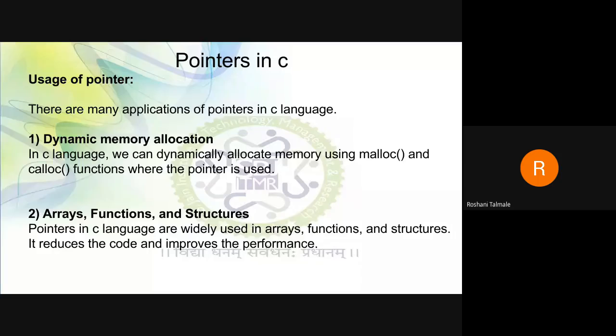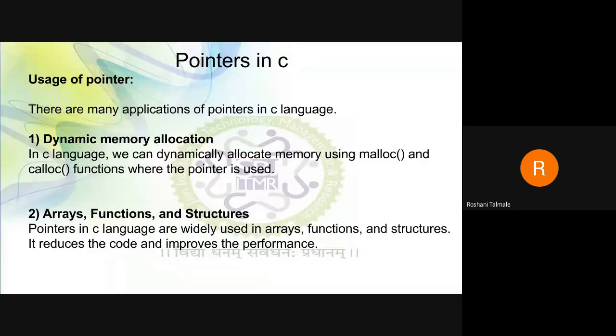The malloc function is used to allocate the memory. The calloc function is also used to allocate the memory, but it has two parameters, different parameters as compared to malloc. Then we have the realloc function. The realloc function is used to reallocate the memory.